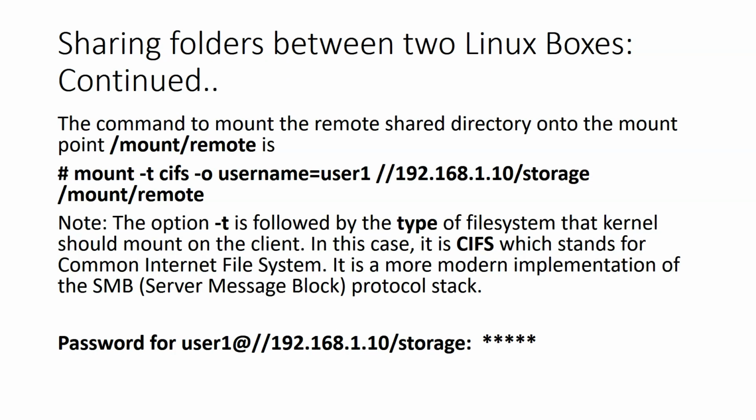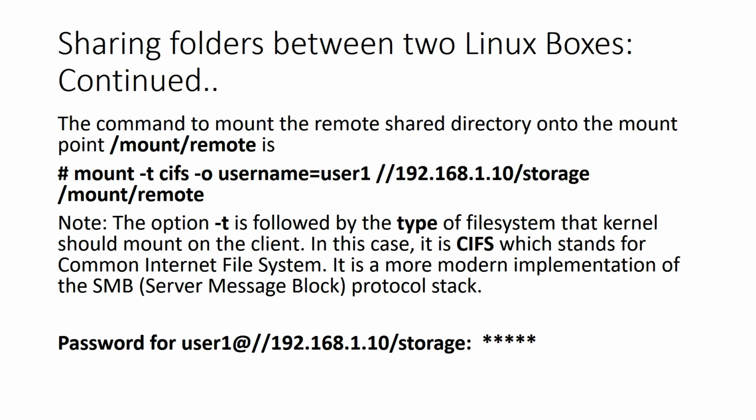The command to mount the remote shared directory onto the mount point /mount/remote is, you log in as root, mount -t cifs -o username=user1, 192.168.1.10, which is the IP address of the server, /storage, which is the directory that we have shared on the Samba server, space /mount/remote, which is the mount point on the client.